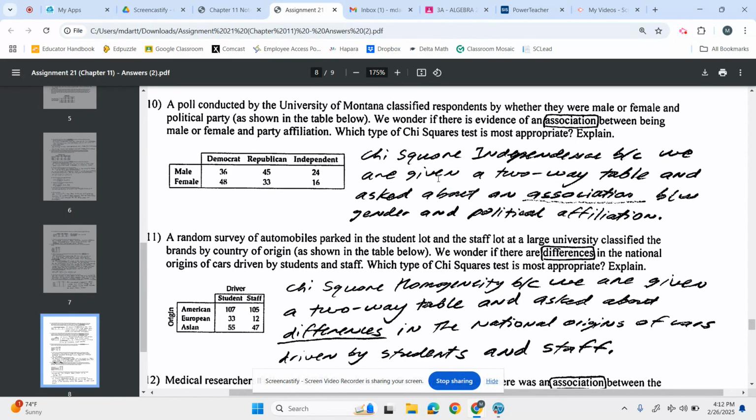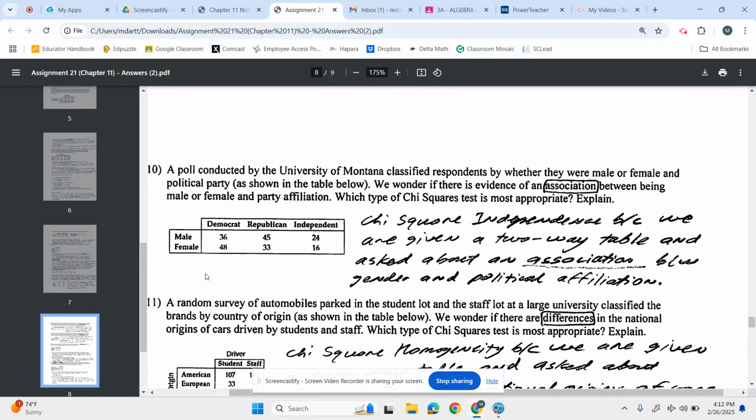All right, so now all I want you to do is decide which type of chi-squared test we would use. Notice it's a two-way table. A two-way table tells me right away it is either going to be independence or it's going to be homogeneity. They say the word association, so it has to be independence.